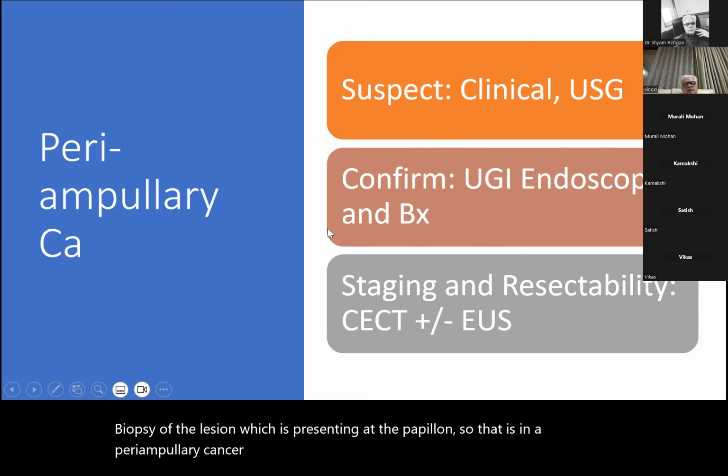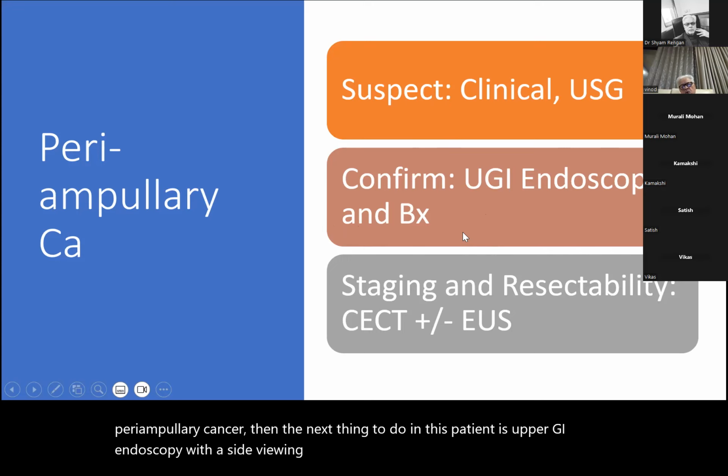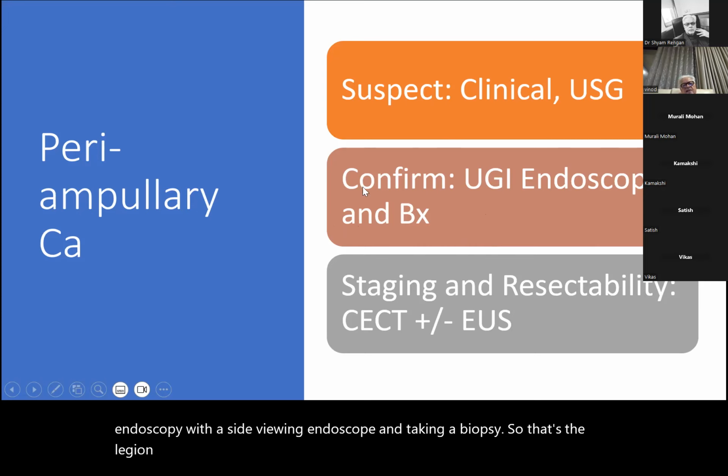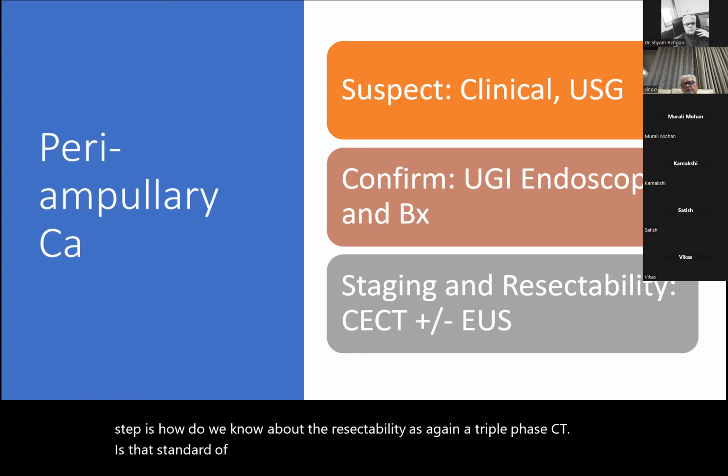Once ultrasound has given us a possibility of a periampullary cancer, the next thing to do in this patient is upper GI endoscopy with a side viewing endoscope and taking a biopsy. So that's the lesion. That sets the stage for confirmation of the disease. And then the next step is how do we know about the resectability? Again, a triple phase CECT is the standard of care when we have decided that the patient has a disease which can be operated.